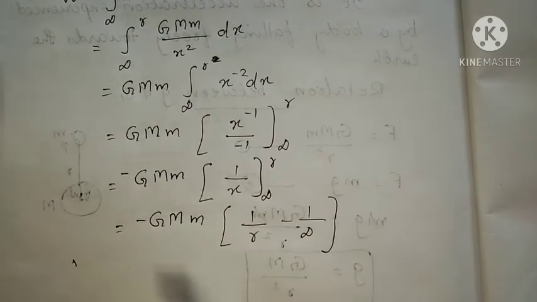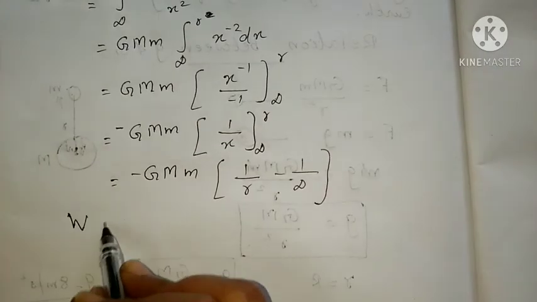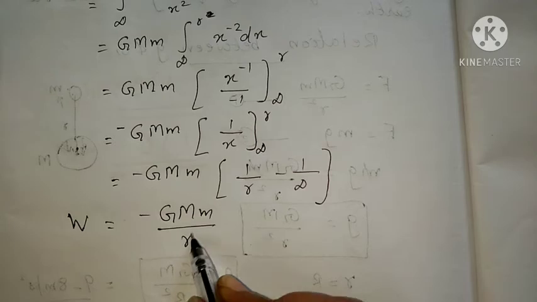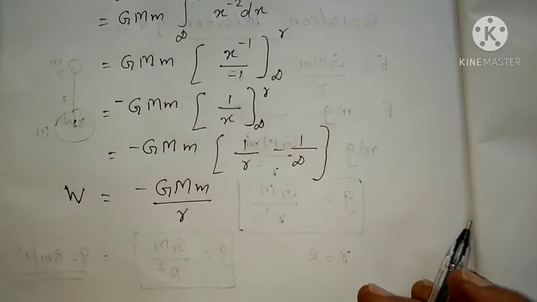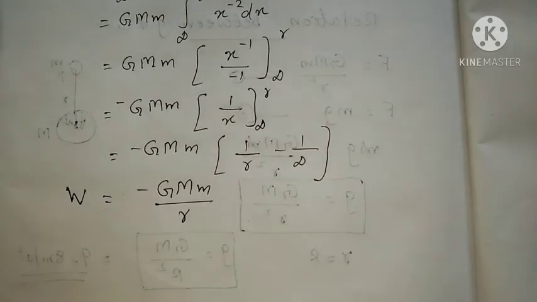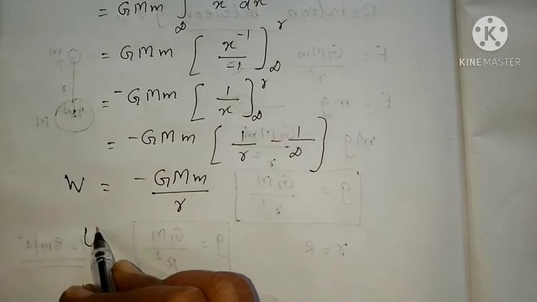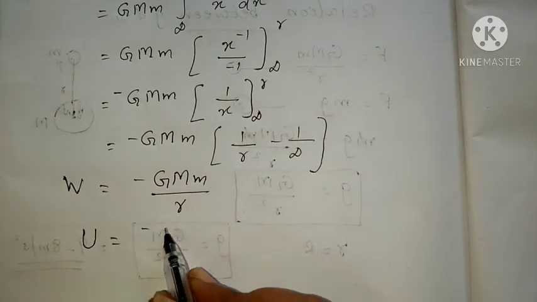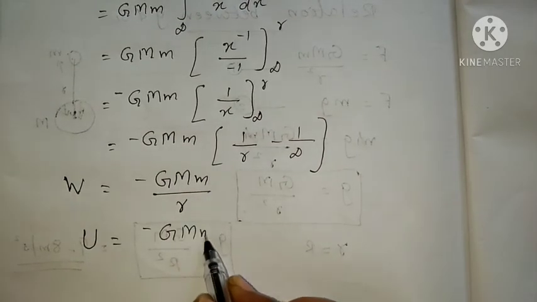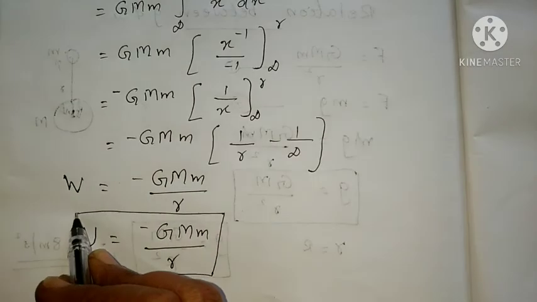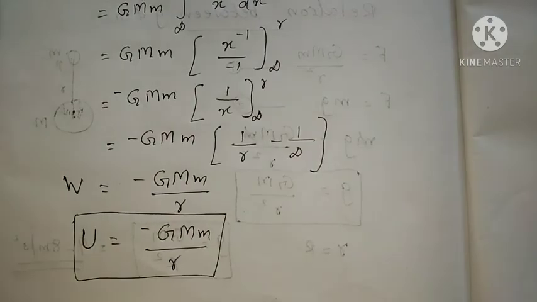So we will get the work done, W equal to minus G capital M small m divided by r. So this is the work done in bringing the body from infinity to the point P, which is at a distance small r from the center of the earth. This work done is stored in the form of potential energy. It is represented by U, equal to minus GMm divided by r. So this is the gravitational potential energy, U equal to minus GMm by r.